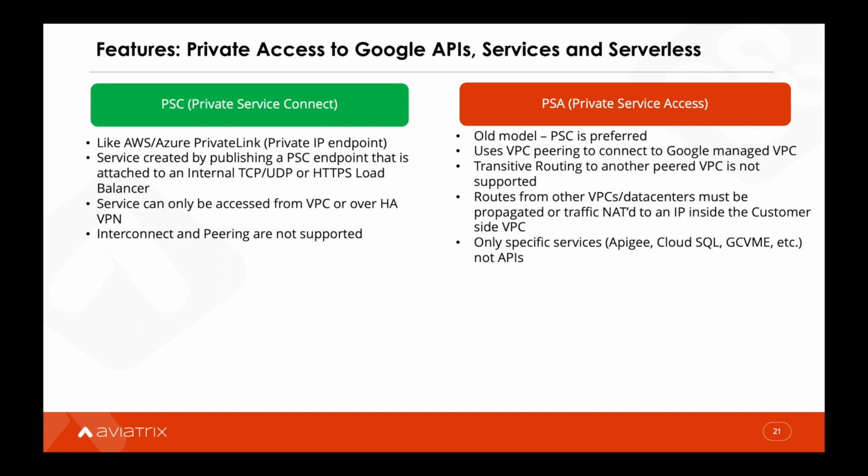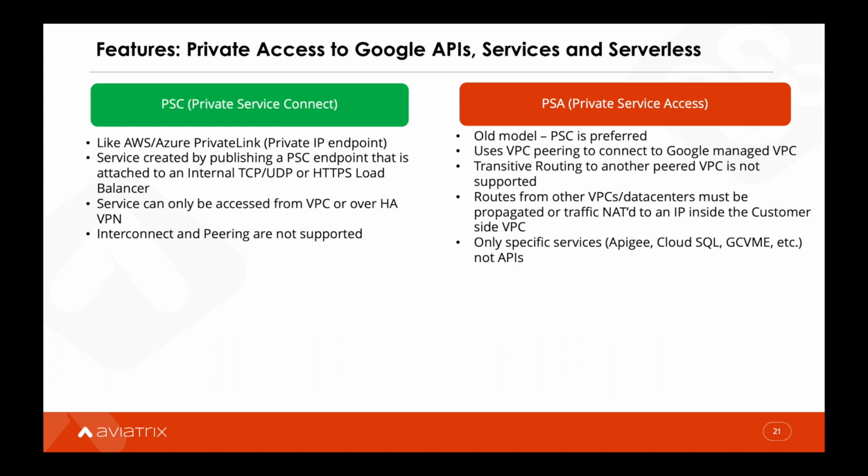The second option is called PSA, Private Service Access. It's the old model. PSC is now preferred. What it does basically, it uses the VPC peering mechanism to connect to a Google managed VPC, and this is where you will have your application or service deployed. Now, the challenge is that all the limitations that we have with peering come into the picture here. For example, transitive routing to another peered VPC is not supported with this model.